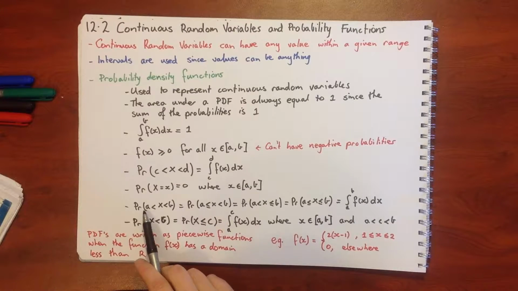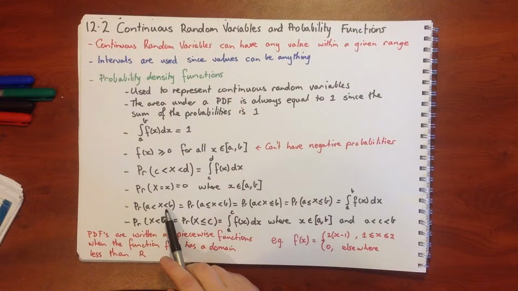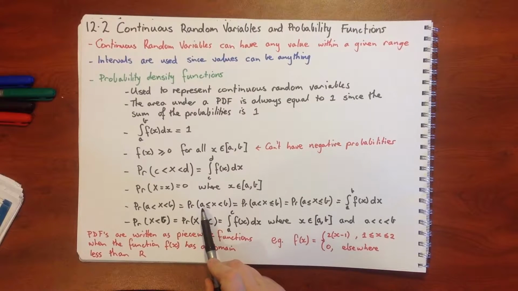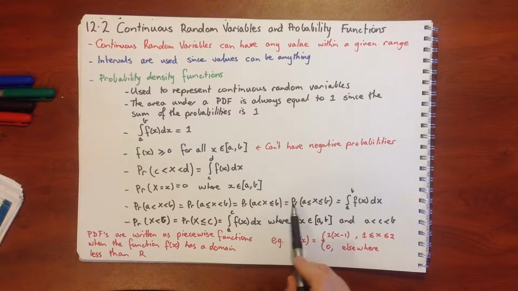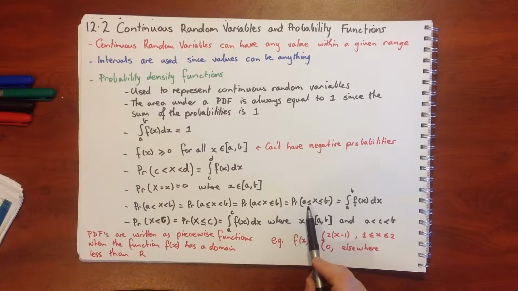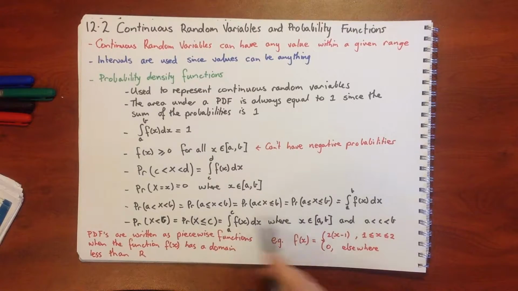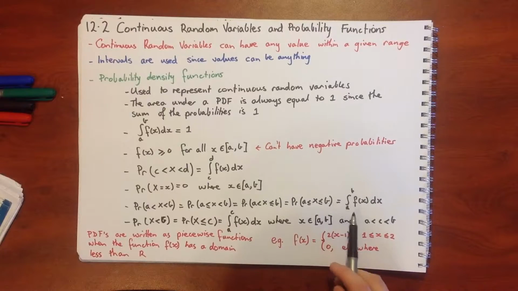Now, the probability that a is less than x is less than b is equal to the probability that a is less than or equal to x less than b, which is equal to the probability that a is less than x is less than or equal to b, which is equal to the probability that a is less than or equal to x is less than or equal to b, and all of those equal the integral from a to b of f of x dx.